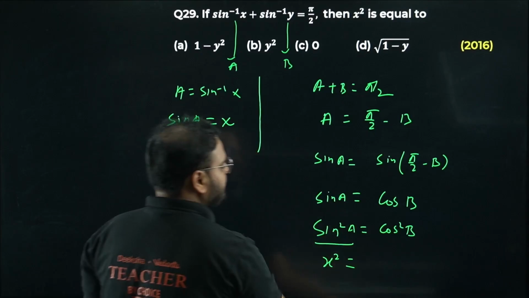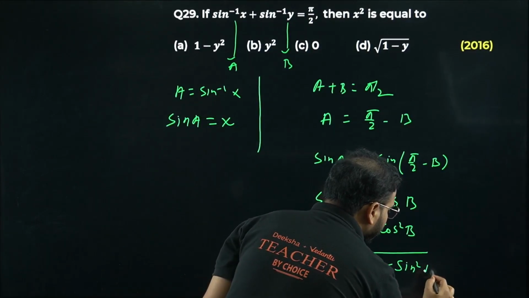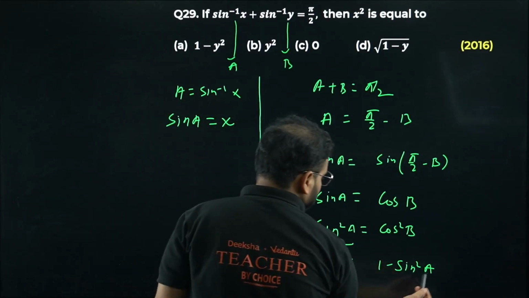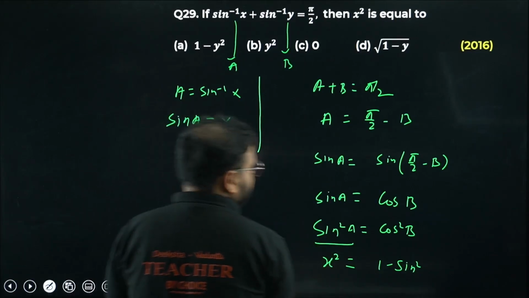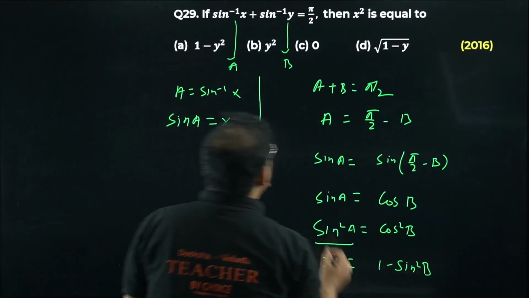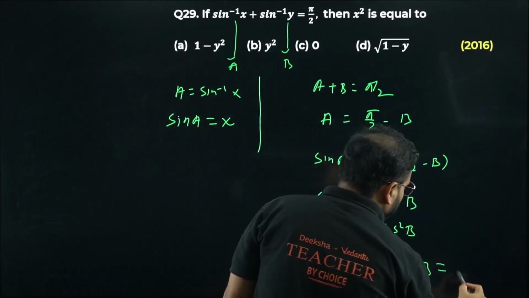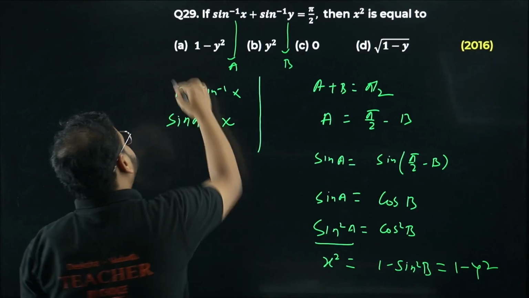Same way, cos square B will be nothing but 1 minus sine square A. Sorry, two mistakes here. I have to remove the root and this has to be B actually. So I'm writing this in terms of what we have in the data. Sine square of B. Same way I have sine B as y, no? So write this as 1 minus y square. Option is A.